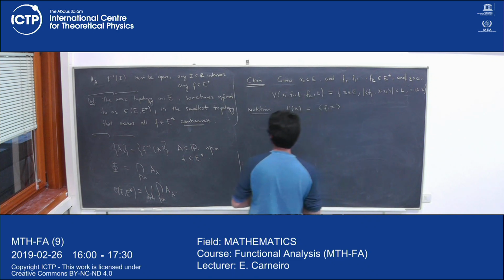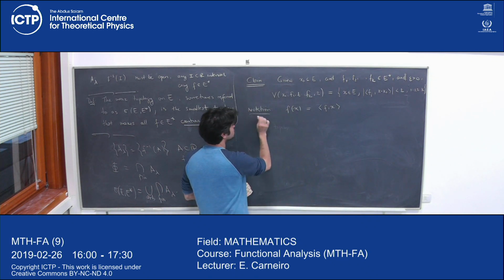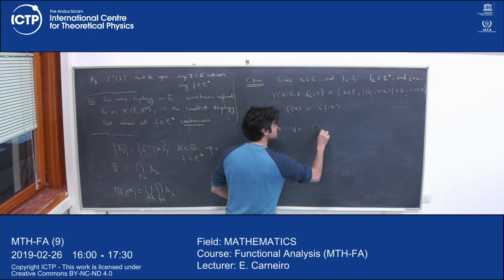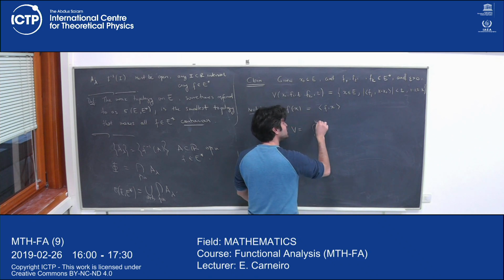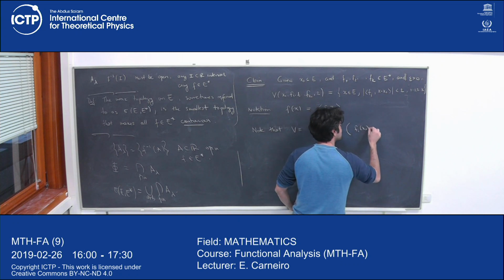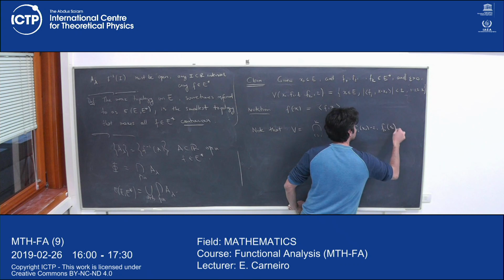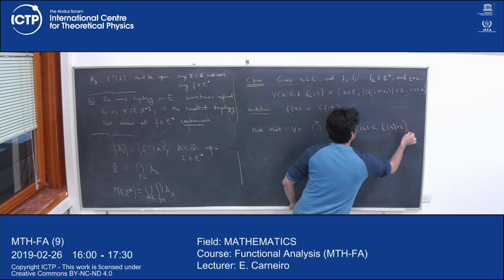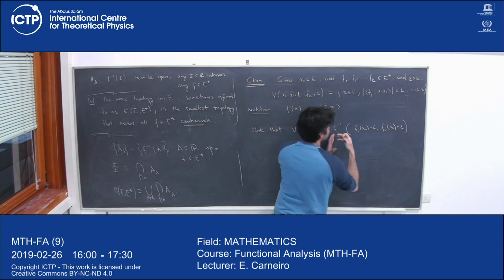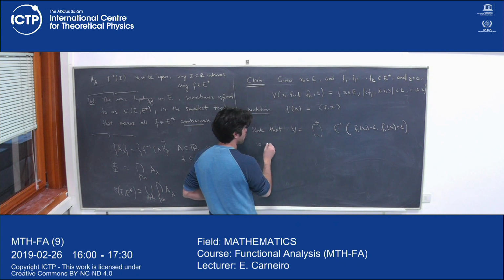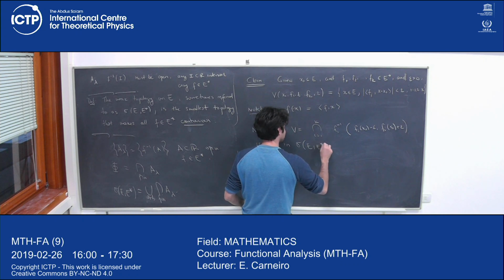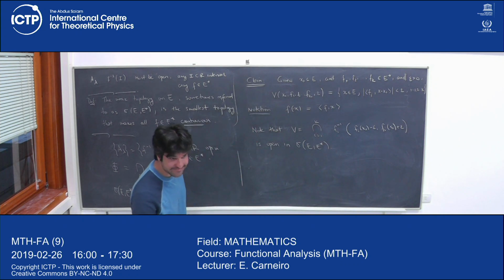So let me just write this now. Note that V is just the intersection from i = 1 to k of f_i to the minus 1 of the interval (f_i(x0) − epsilon, f_i(x0) + epsilon). This is an intersection of k open sets. This has to be open. So this is open in the topology. Good.